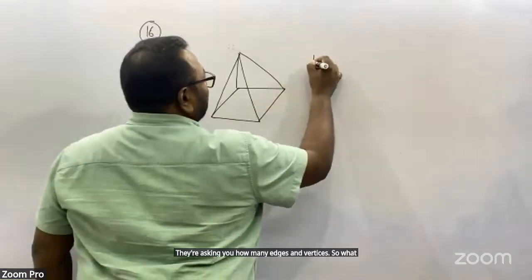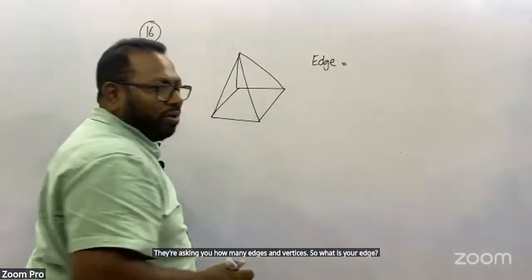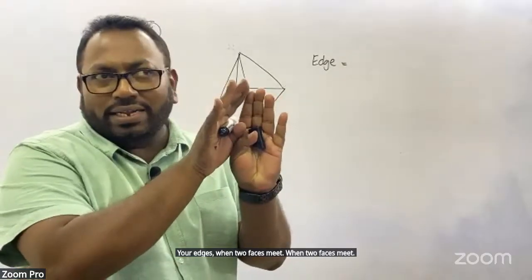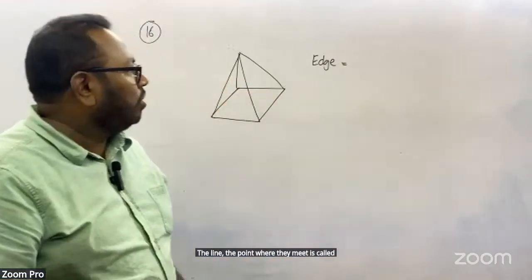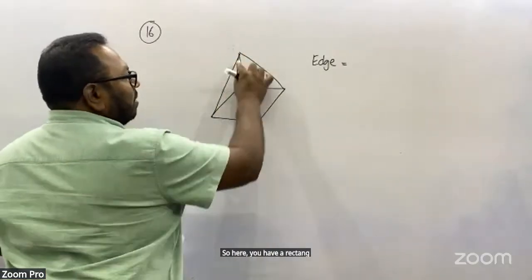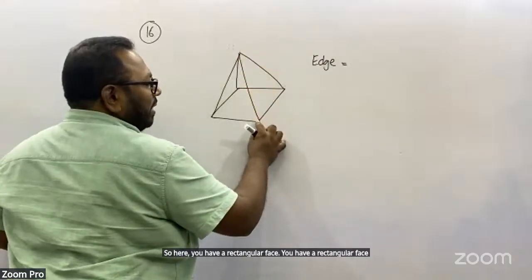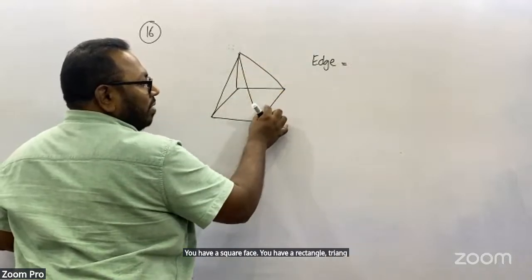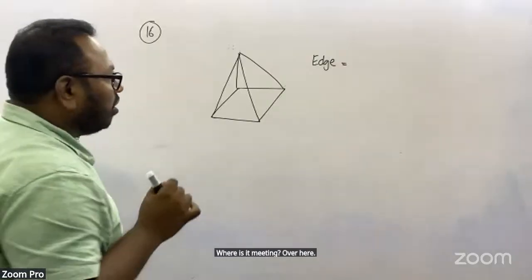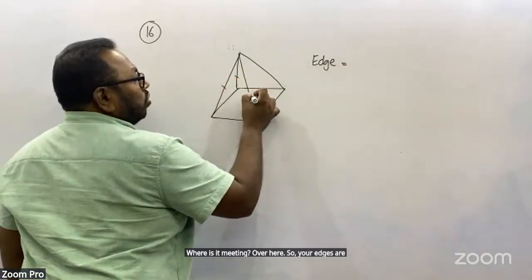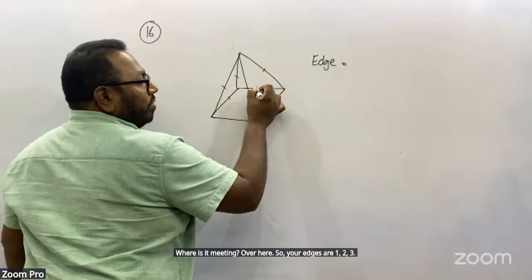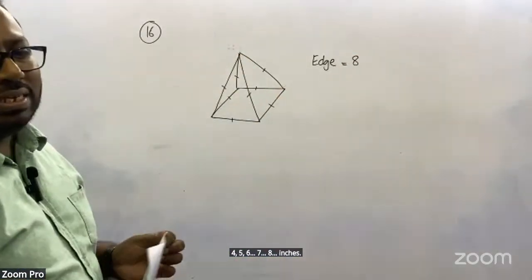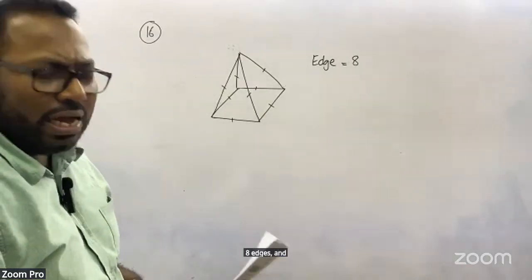So what is your edge? Your edge is when two faces meet. When two faces meet, the line where they meet is called your edge. So here you have a rectangular face, you have a rectangular face. Where are they meeting? At this point. You have a square face, you have a triangular face. Where is it meeting? Over here. So your edges are 1, 2, 3, 4, 5, 6, 7, 8 edges. There are how many edges? 8 edges.